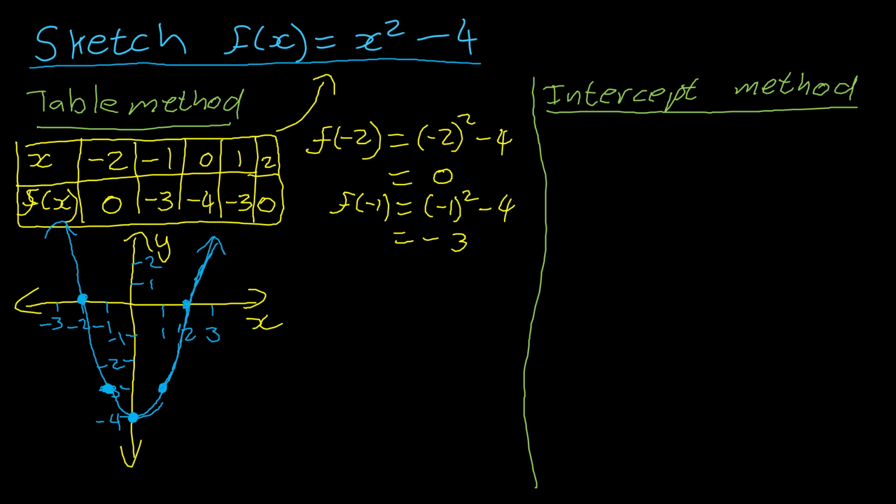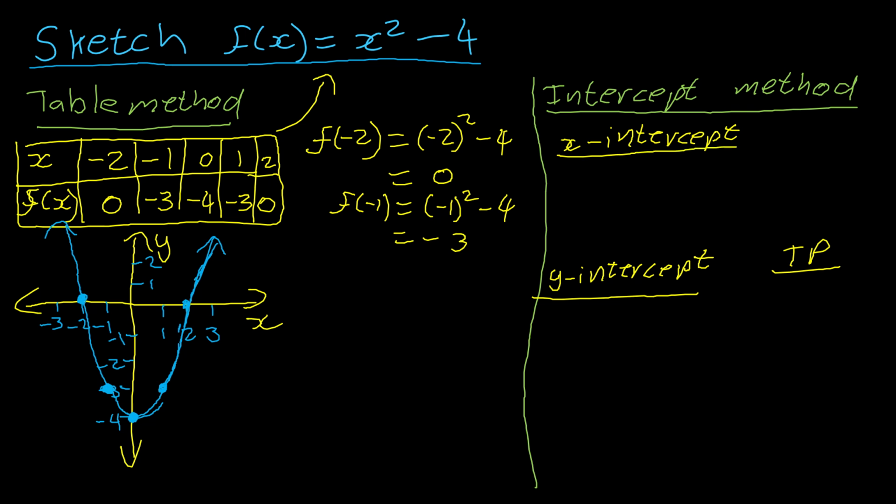Now, the intercept method only takes key aspects and uses that to sketch. So in other words, when you are using the intercept method, you're going to have to determine the x-intercept, the y-intercept, and in the case of the parabola, you will need to find the turning point.